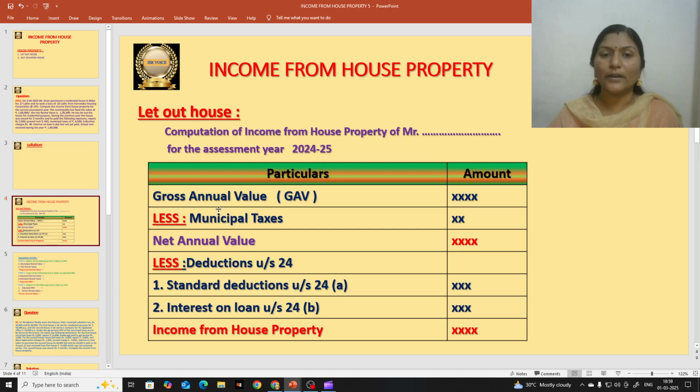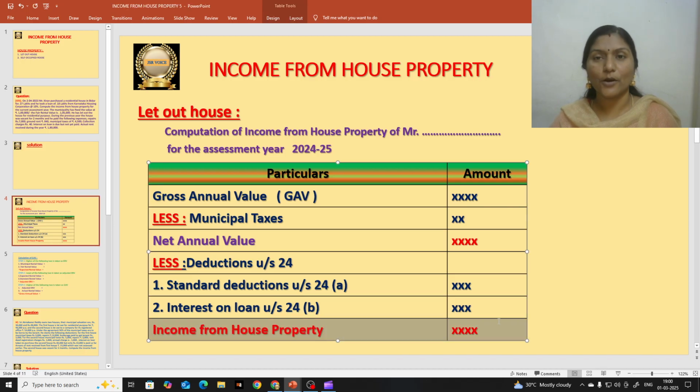Okay, this is a format for calculation of income from house property of let out house. We should record first the gross annual value in the statement. Next, municipal taxes should be deducted, and we will get net annual value. Next we have to give deductions under section 24, and there are two deductions under section 24. One is standard deduction under section 24(a), and the next one is interest on loan under section 24(b). If we deduct these two deductions from net annual value, we will get income from house property. So last we get income from house property.